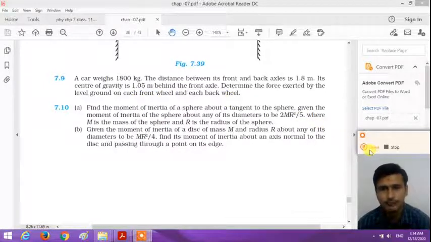So let us see the figure. Here the weight of the car is given to you, 1800 kg. The distance between the front axle and the back axle is 1.8 meter. Center of gravity is 1.05 meter behind the front axle. So we need to find the force exerted by the level ground on each front wheel and each back wheel.